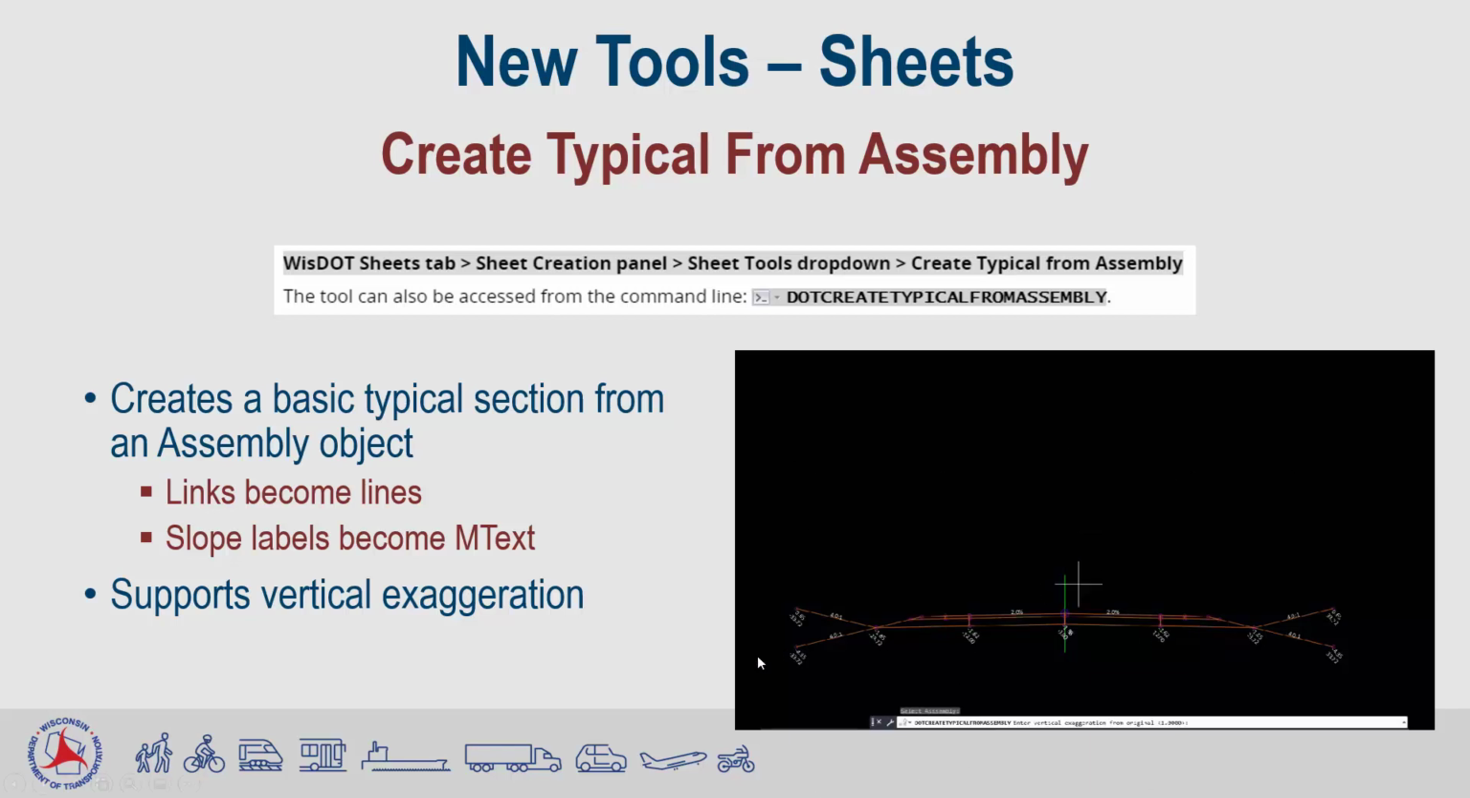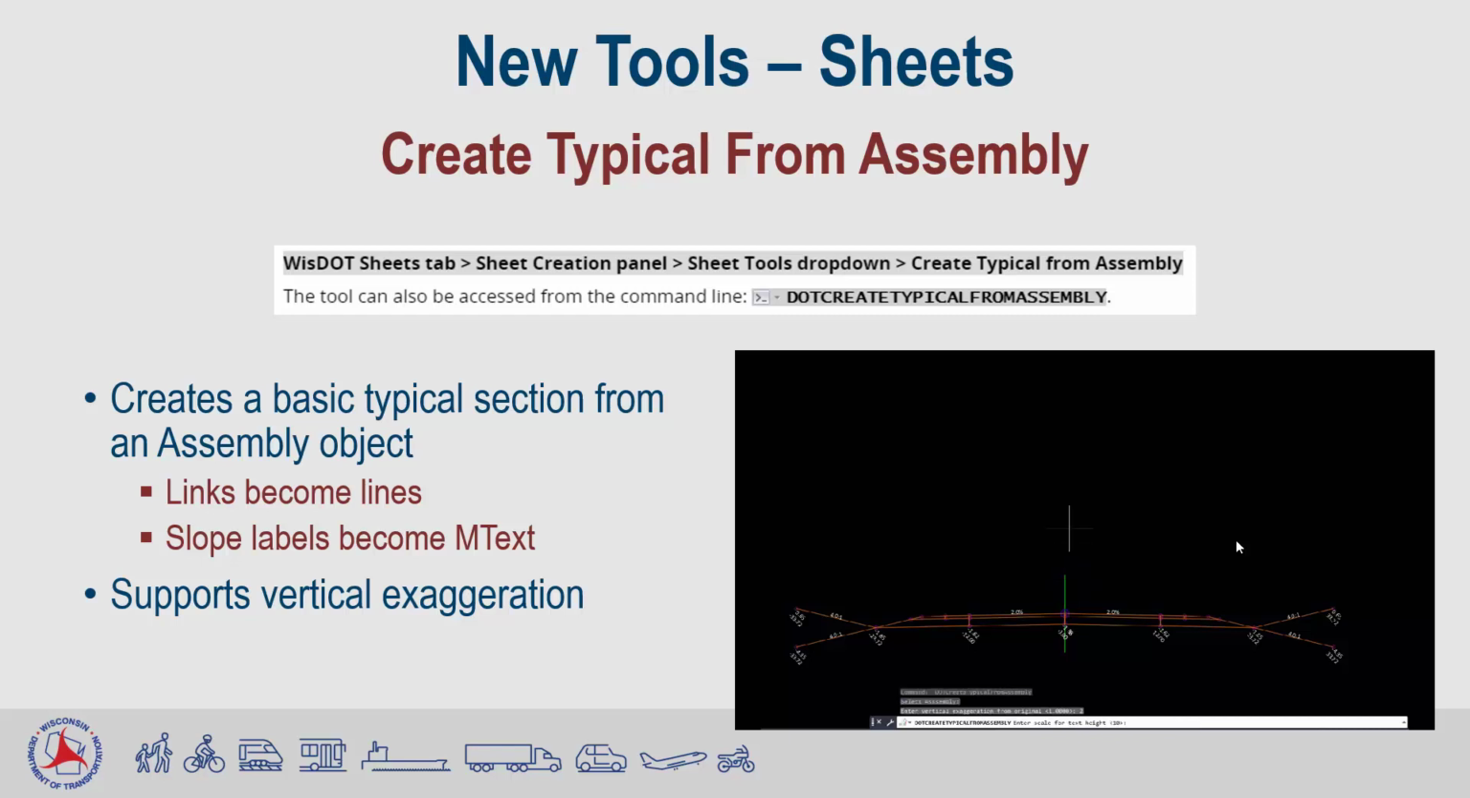What it does is it creates a basic typical section from an assembly object. Basically, all you do is select the assembly. You can just look at the animation on the screen. You select the assembly, and it'll prompt you for a vertical exaggeration. You can exaggerate this whatever you want. In the example I'm showing on the screen here, I'm exaggerating it by 2. It wants to know a text height because you have your drawing set to a certain scale, and you've got to have your text a certain size, paper space wise. So you put in a text height, and then you place where you want the typical section, and you're good to go.